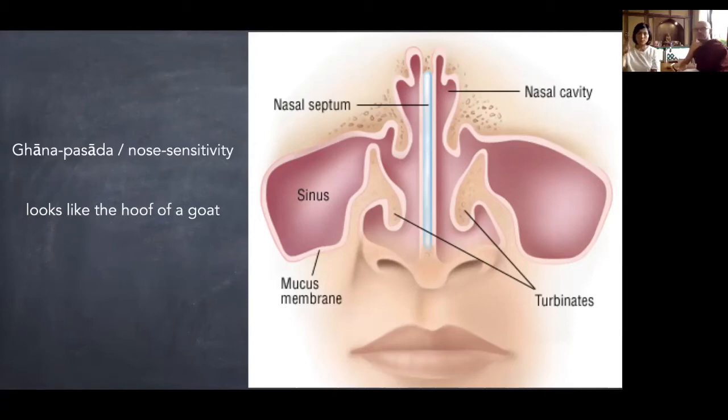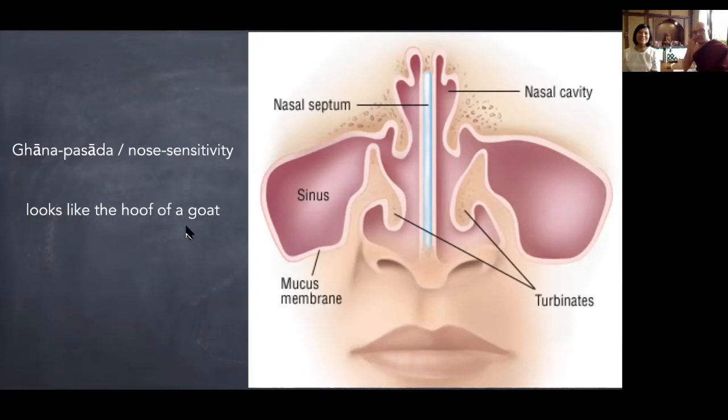This is how the descriptions in the scripture say, but I'm not sure which part looks like that. If you put the hoof upside down. Yeah, so where? Here. So somewhere situated where it looks like a hoof of a goat.